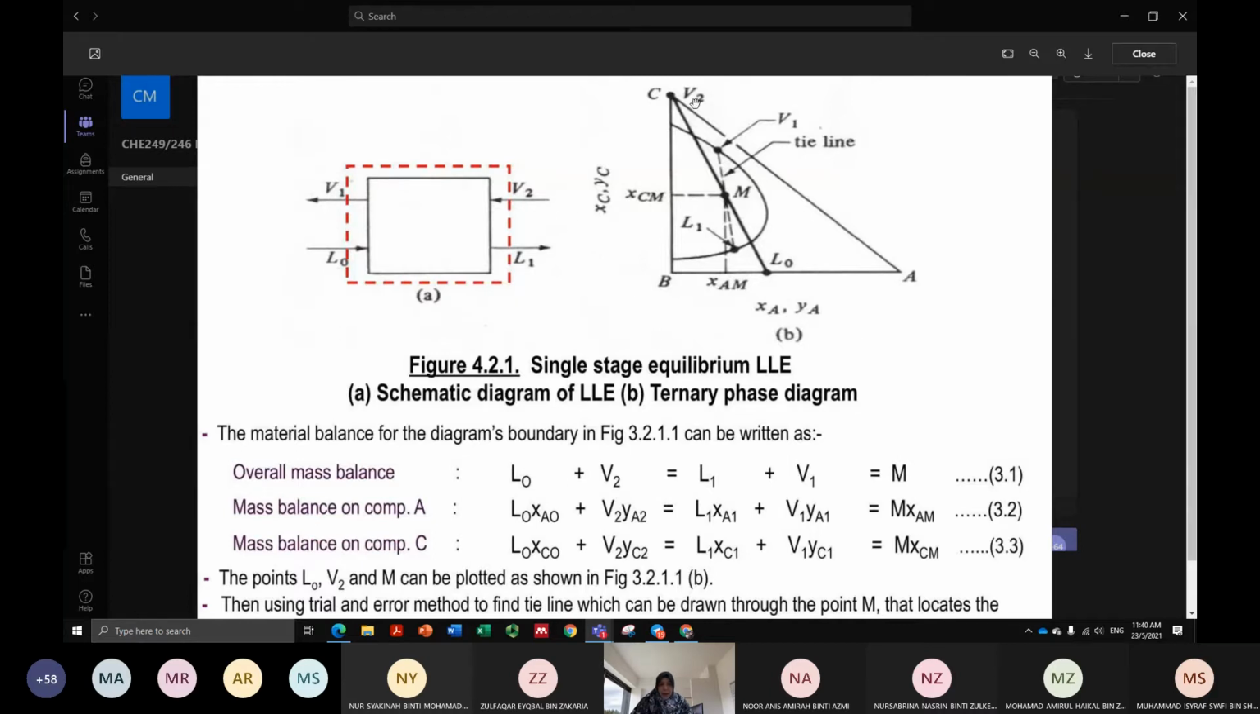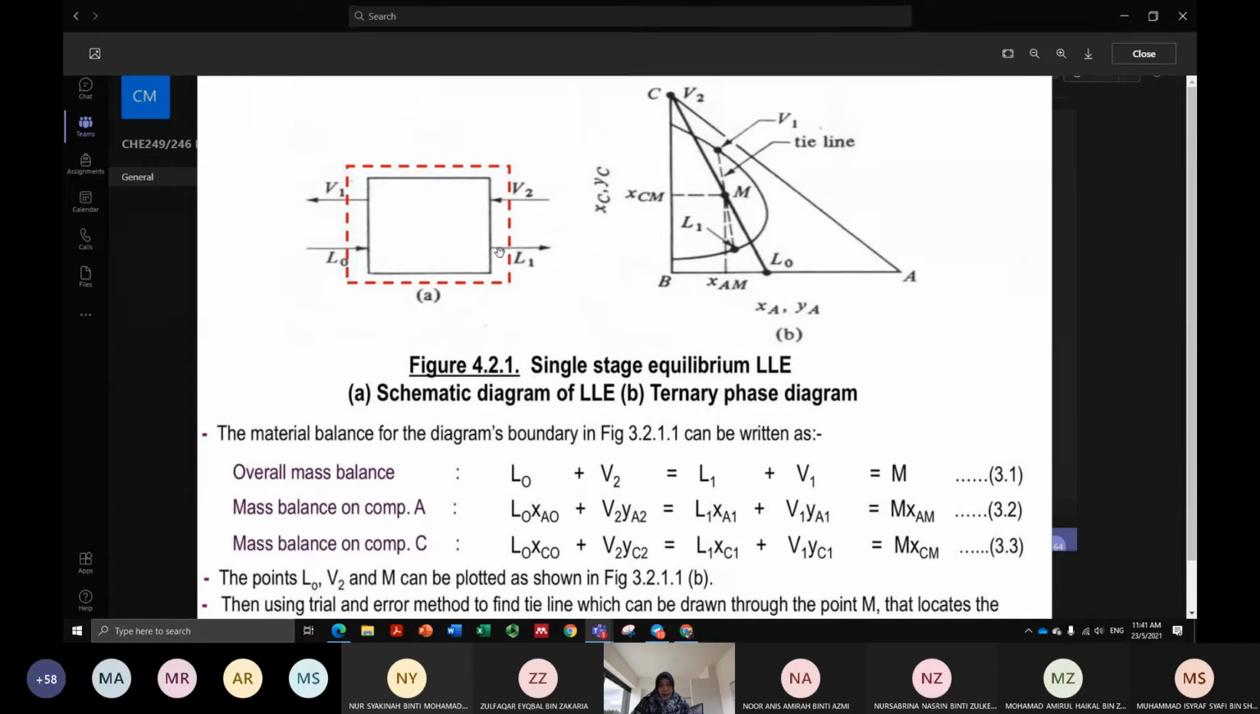So this is how you look at the single stage. You just stop at that position only. Look at this, the connection between V1 and L1. If you draw the line, it is called tie line. V1 and L1 is called the tie line. V1, L1 is one tie line.